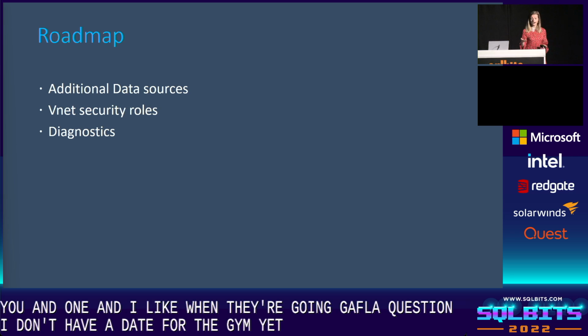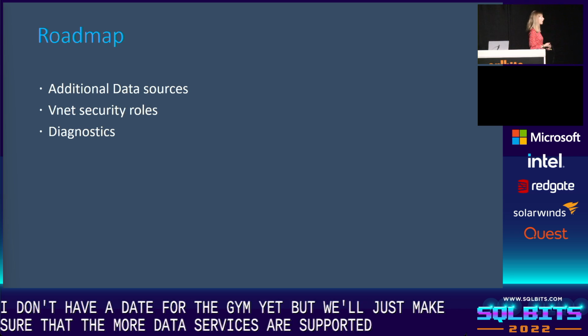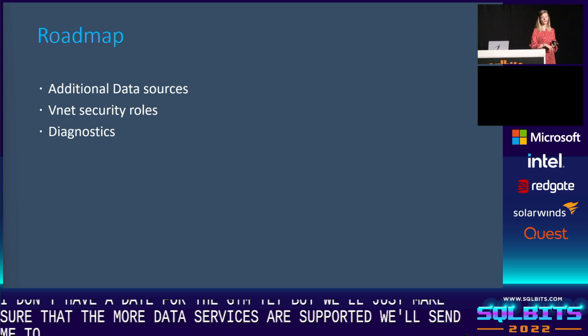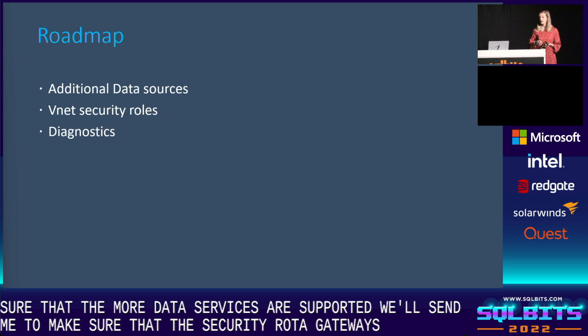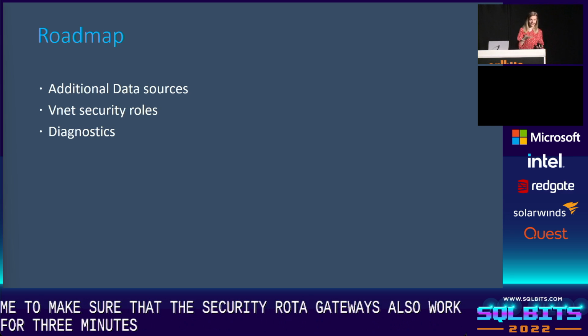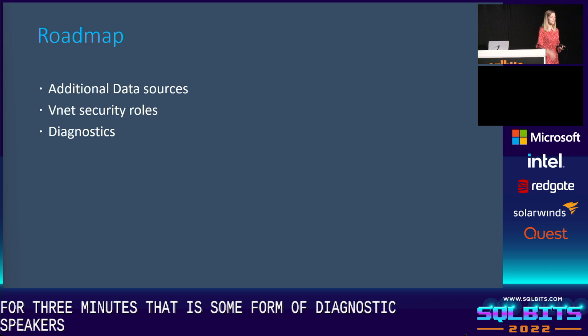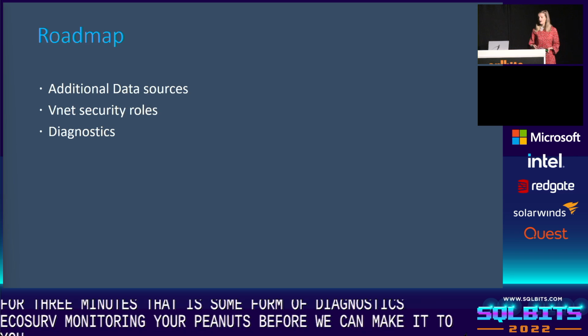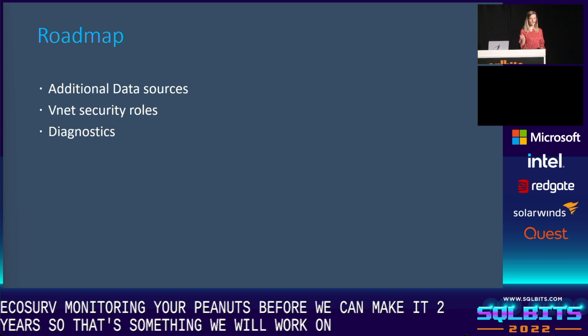But some things that we definitely need to add is to make sure that more data sources are supported. We also need to make sure that the security rules for the gateways also work for VNets, and that there is some form of diagnostics so you can start monitoring your VNets as well before we can make it GA. So that's something that we will work on in the upcoming months.